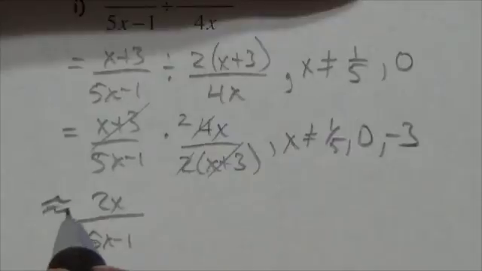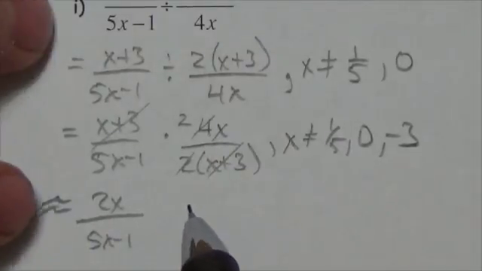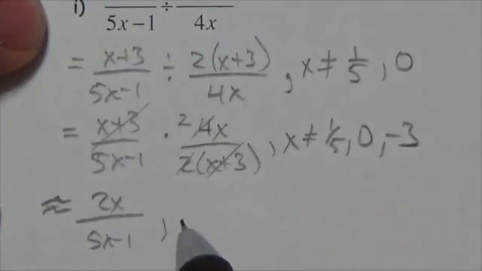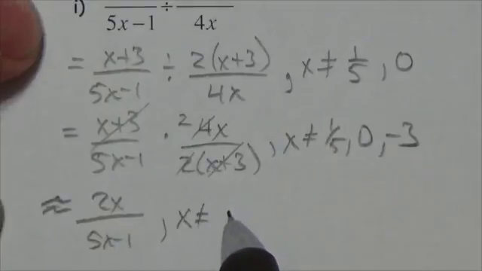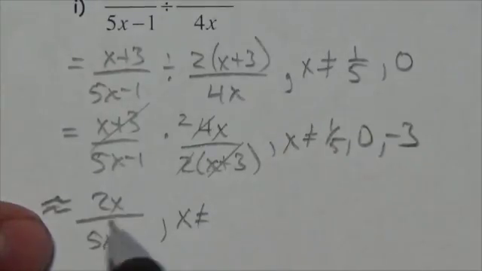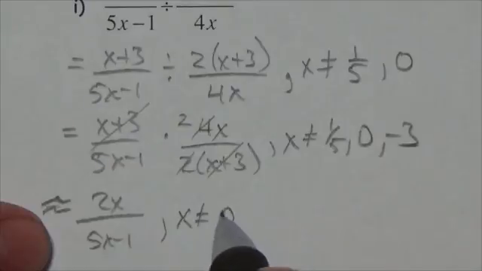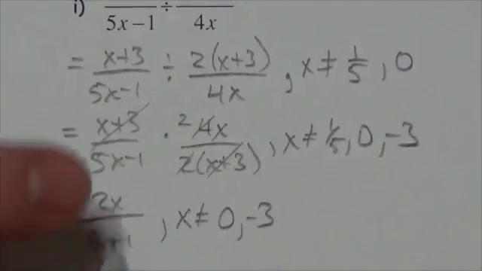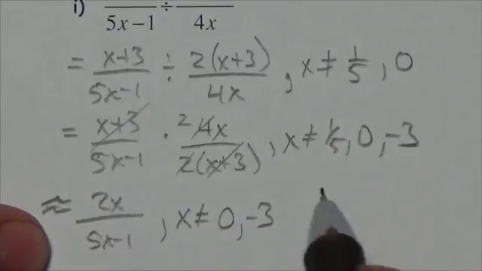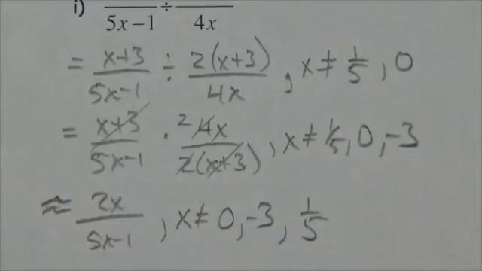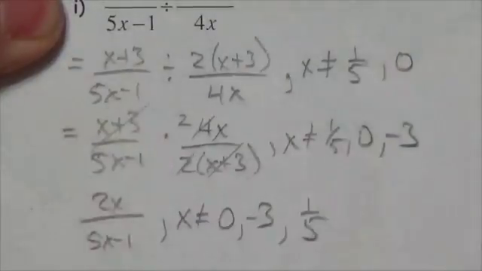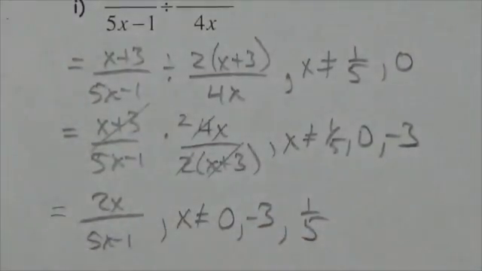Now these are equivalent to each other. This is equivalent to the original statement of the question until I go through and say that x can't equal. Now I don't really need to say the positive 1/5 here. I do, however, need to say 0 and negative 3 because those two are not apparent from the final answer. And I'll include the 1/5 just to please the people who are going to be marking my work.